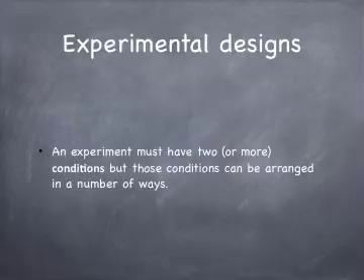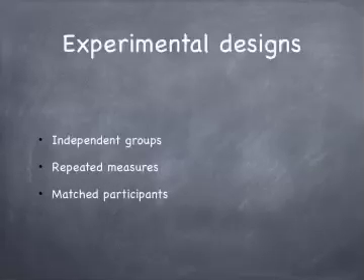What is an experimental design? An experiment must have two or more conditions, but those conditions can be arranged in a number of ways. These are the three ways: independent groups, repeated measures, or matched participants. We will use those two examples of the jigsaw puzzle while we look at each of these different types of designs. We will start with independent groups.